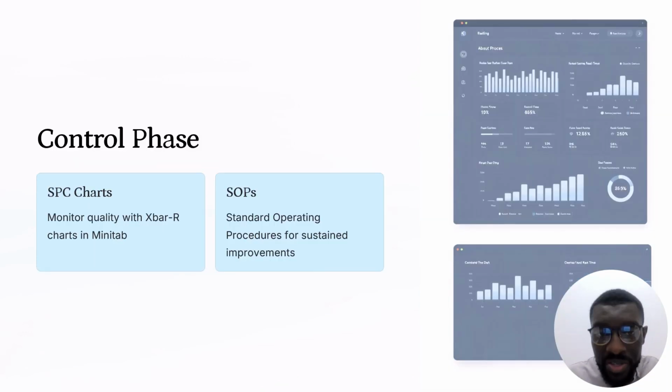And then once that was done, we were able to control using SPC charts to monitor the quality, such as the X-bar chart in Minitab, and then the standard operating procedures, as I mentioned, for sustainable improvement.